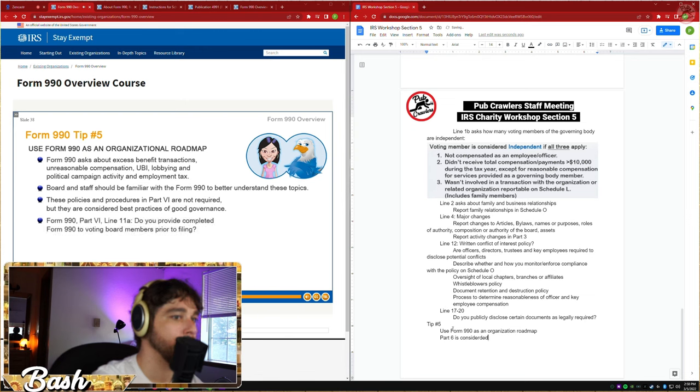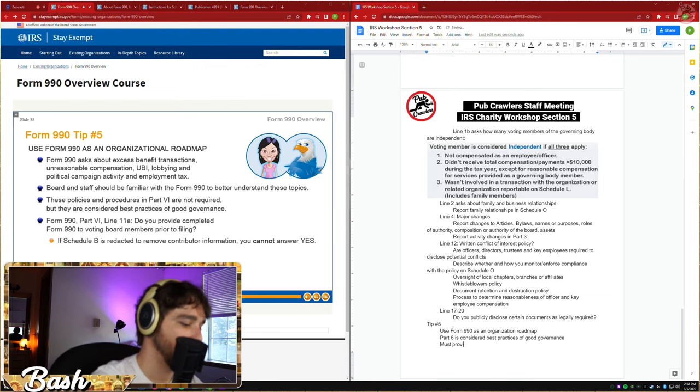I see that line 11A asks if my organization provided a copy of its Form 990 to each voting member of its board before filing the form. Right. To answer yes to this question, you must provide a copy of the completed Form 990 to all of your voting board members prior to filing it, whether or not any of the board members actually review the form. But if you redact the names and addresses of contributors in Schedule B from your board members' copies, then the answer to this item will be no.